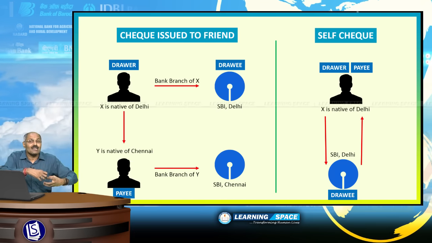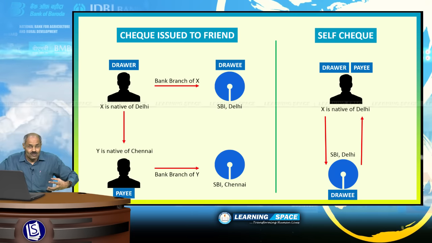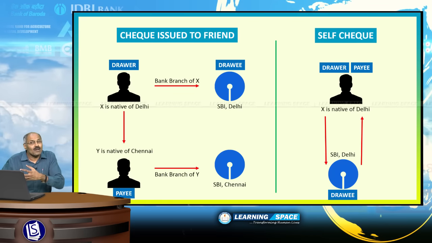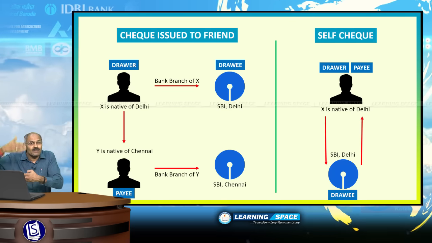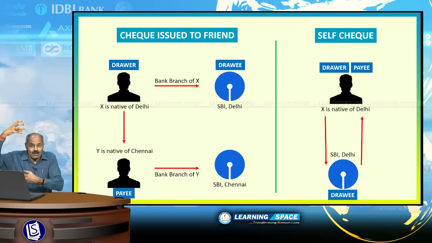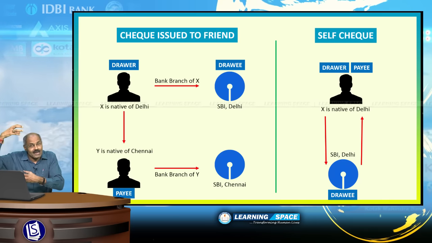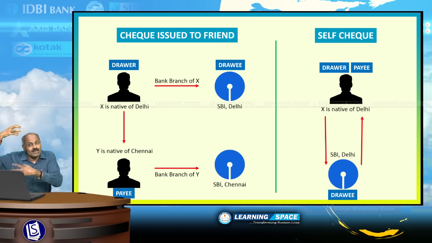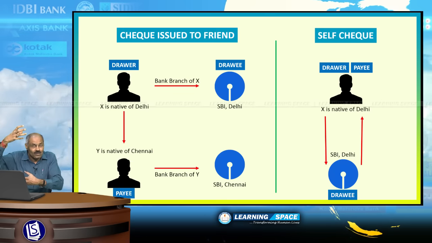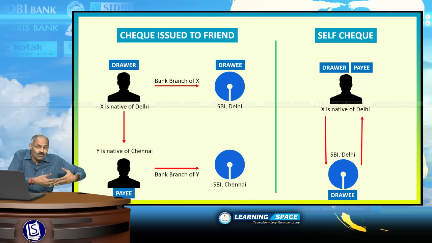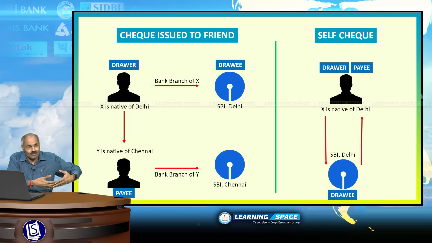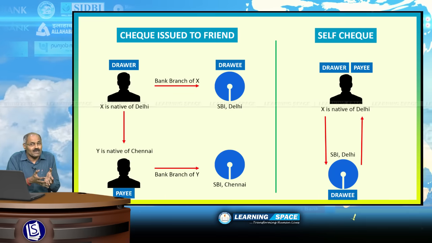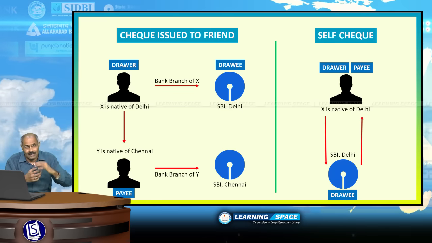Payee will present the check in Chennai branch and Chennai branch will make arrangements for cross checking the details with the Delhi branch. After verifying the details written over the check with the Delhi branch, the payment will be made to Y at Chennai, right. And this is about the system when a check is given to a friend.